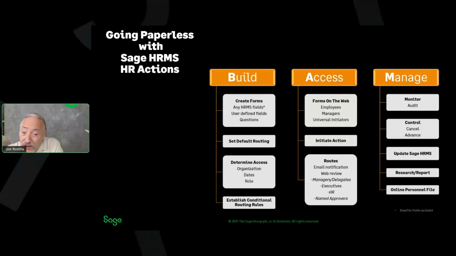You can cancel a form at any time. You can push it through the workflow. And then, of course, if you're good with everything, you can click Update Sage HRMS. That's why there's no typing involved. Of course, we have reports based on all this, and it's all searchable in that online personnel file.